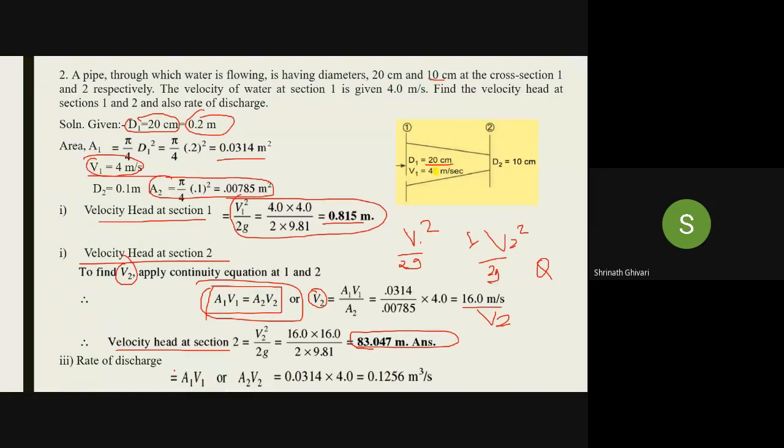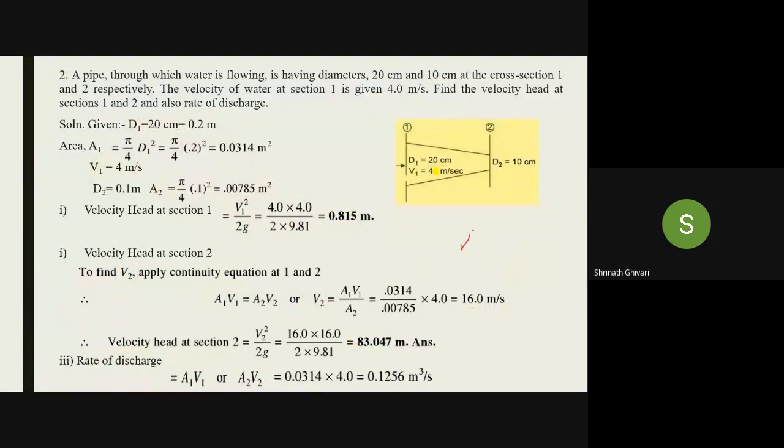Okay. So rate of discharge is A1 V1 or A2 V2. So you have to calculate discharge. The discharge formula is A1 V1 or A2 V2. This is the rate of discharge you have to calculate. So rate of discharge is 0.0314 into 4 equal to 0.1256 meter cube per second. You can even take A2 V2. There is no problem. You have to take A1 V1 or A2 V2. Can anyone tell me whether, if I take A2 V2, the discharge will change?